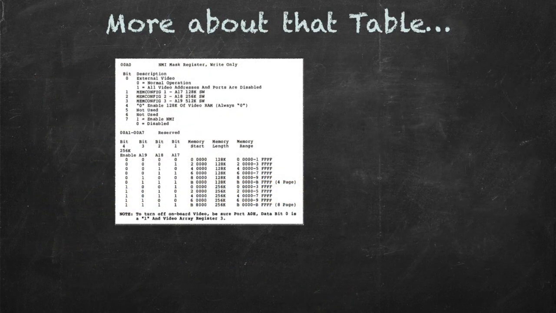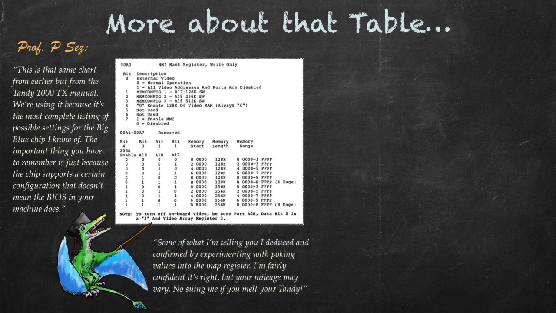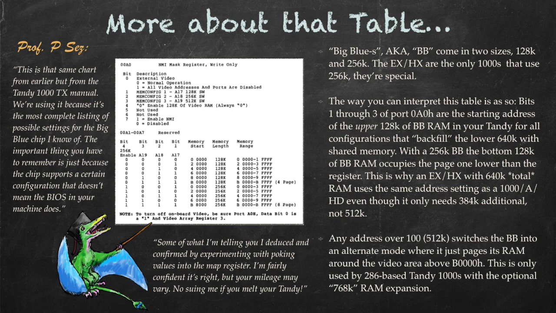Let's talk a little more about that moving behavior. So this table is from the Tandy 1000 TX manual. Tandy 1000 TX was the last model that used the original Big Blue memory chip, and it also happens to have the most complete table of the capabilities of that chip. So that is why I'm displaying it here.